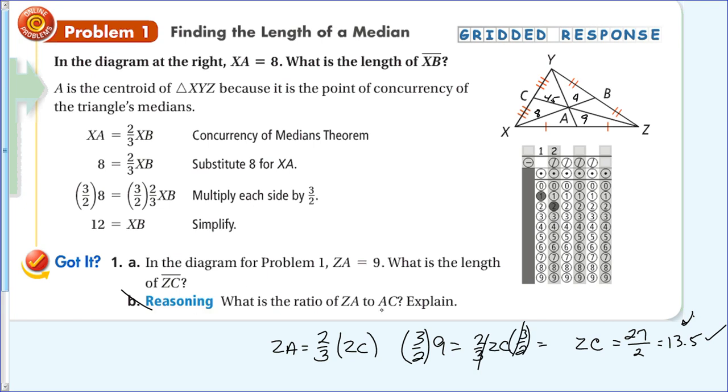All right. And the reason I didn't have you do B is because it says what is the ratio from ZA to ZC to AC. Remember, this is 2/3 of the line and this is 1/3 of the length of the line. Okay. So if you were to divide this by 3, you should get 4.5.